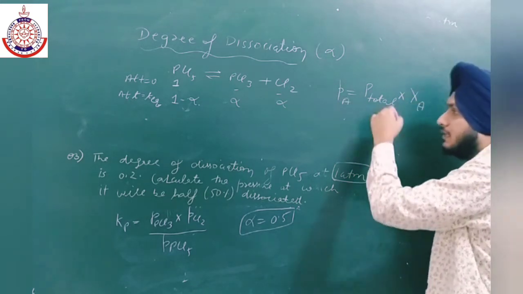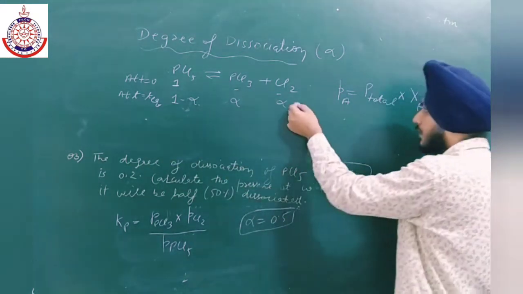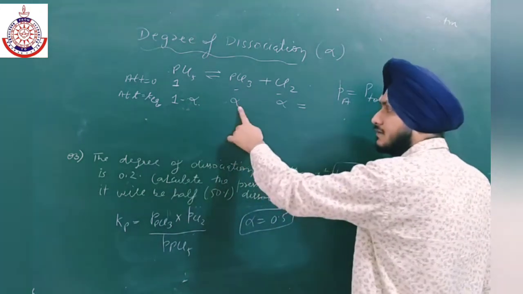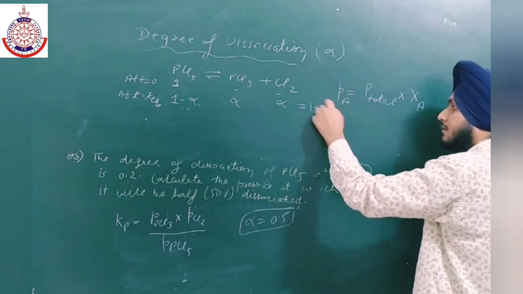If we talk about A, firstly we have to calculate the mole fraction. So the total number of moles, if we add all of these, PCl5 is 1 minus alpha, PCl3 is alpha and Cl2 is alpha, so 1 plus alpha will be the total number of moles.